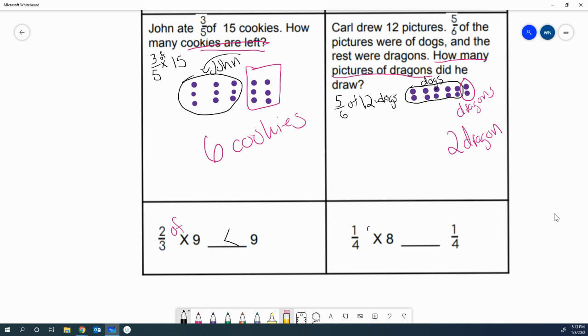Now we've got 1/4 of 8. 1/4 of 8. Is that going to be greater or less than 1/4? What do you think? If you chose greater than 1/4, you are correct. We're taking 1/4 of 8. That would actually equal 2, so it would be greater than 1/4.